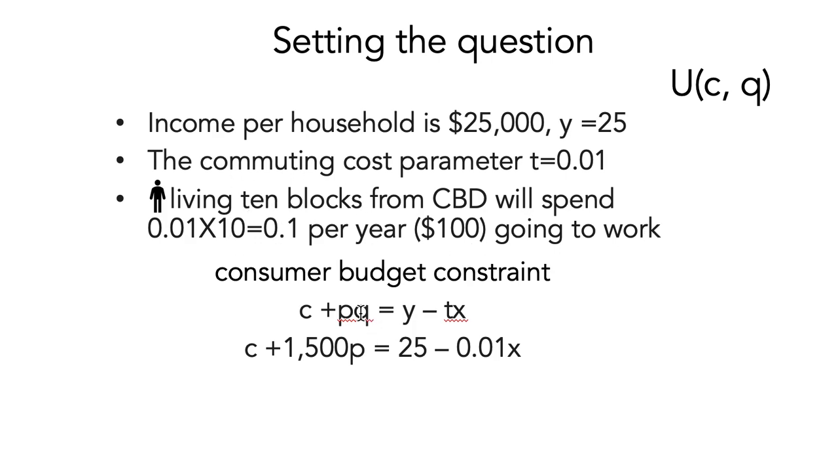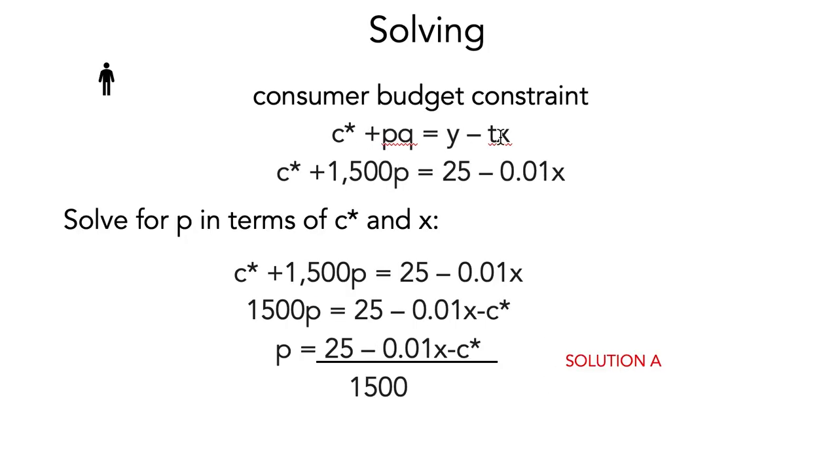Therefore, the consumer budget constraint is given by how much money is spent on C and how much money is spent on housing. Housing is given by Q, the quantity, multiplied by the price. Now, in this case, we already know that each apartment is 1,500 square feet. So it's 1,500 square feet times the price. This is equal to the income minus whatever the person spends commuting. Okay, so here we have the same consumer budget constraint, and we just substitute the numbers that we have.